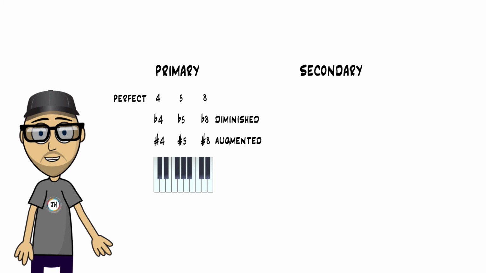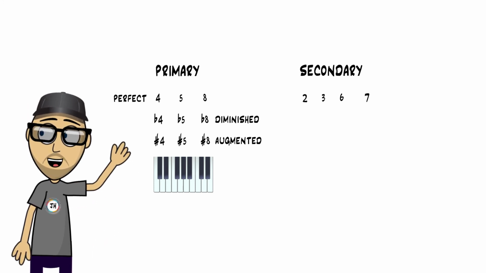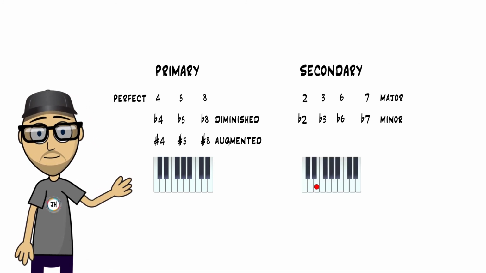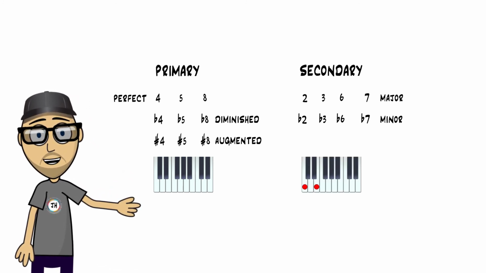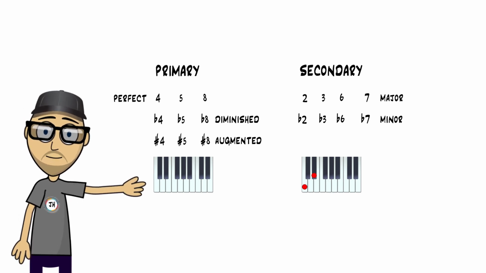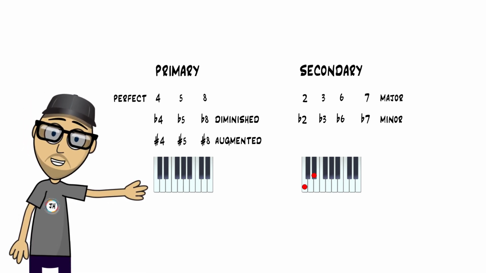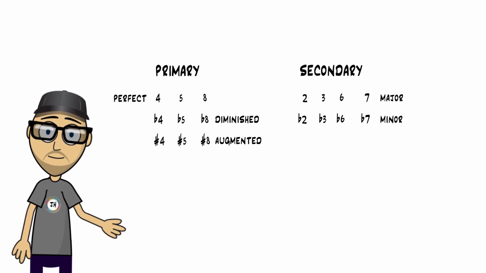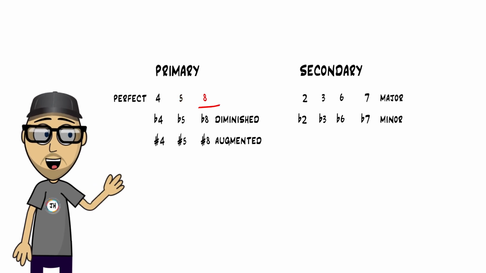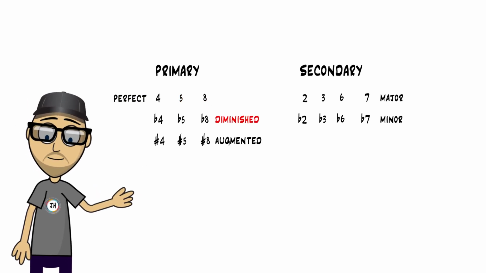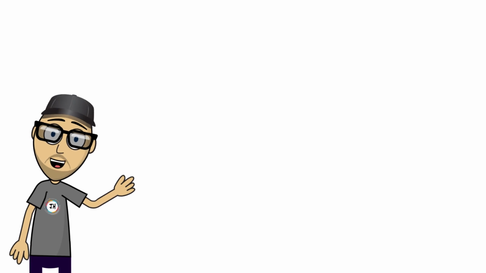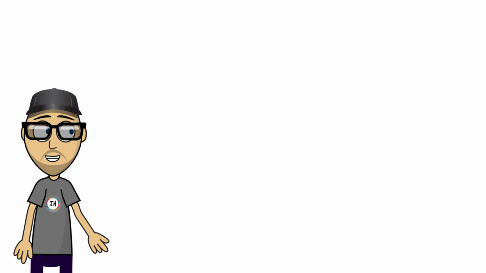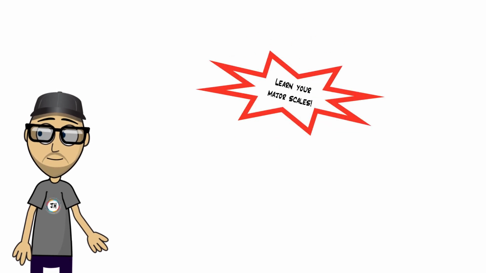The secondary intervals are 2, 3, 6, and 7, and these will either be major or minor. So C to E is a major third. C to E flat is a minor third. So intervals are either major or minor, unless they're the fourth, fifth, or octave. These will be perfect, diminished, or augmented. And that's it. There's a few things to remember there, but the easiest way to recognize any interval is to know your major scales. Did I mention that?